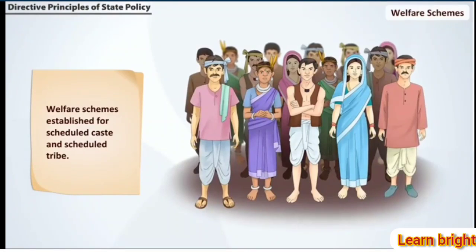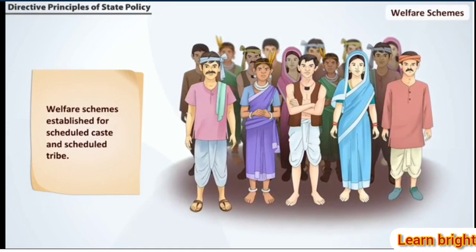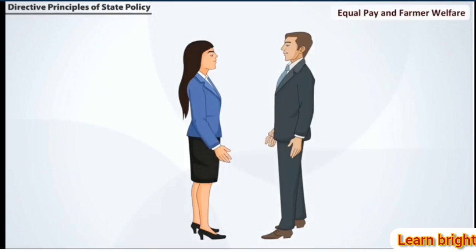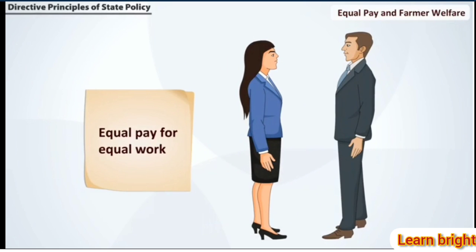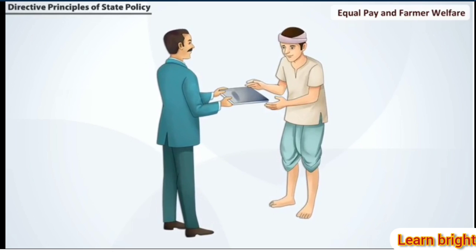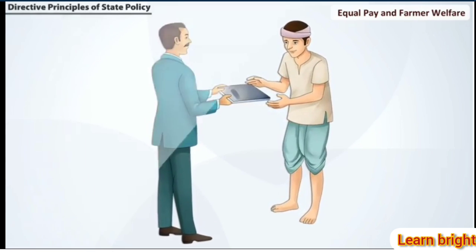Efforts have been made by all governments to implement some of the directive principles. Free and compulsory education for all children between 6 and 14 years has been made into a fundamental right. The central and state governments have established welfare schemes for the scheduled castes and scheduled tribes. The central government has passed many employment schemes. A law has been passed guaranteeing equal pay for equal work. Many laws have been introduced promoting land distribution among farmers and the poor.